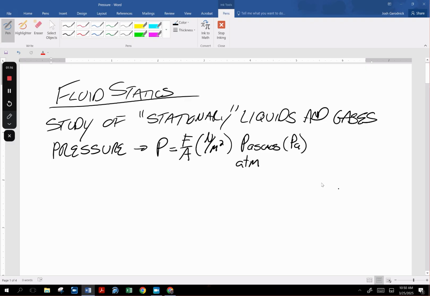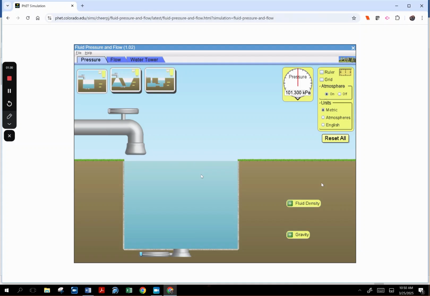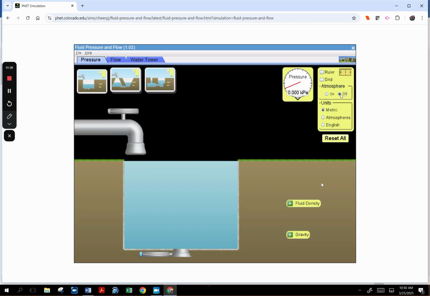So what's causing this pressure is the weight of the fluid above you pushing down on you, and then the air molecules are actually hitting you, creating pressure on the surface of your body and all around you. So let's take a look at that pressure with this amazing app brought to you by PhET Simulations at Colorado University. Now, I'm going to turn the atmosphere off for a minute, and I have a fluid in there, and let's check out some of the pressure here.